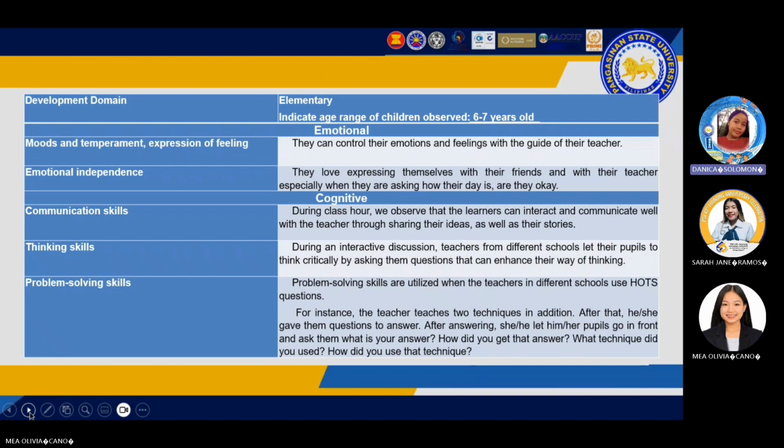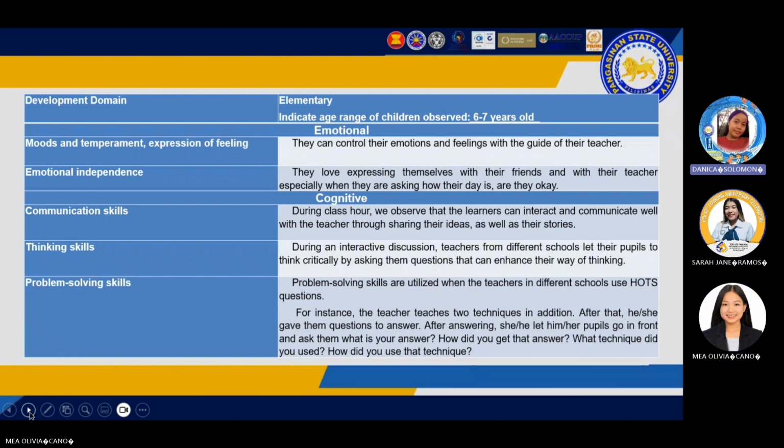First, sa cognitive is communication skills. So, as what a grade 1 learner can do, they can communicate well. Madaldal sila, ang dami nilang pwedeng ikwento sa'yo. Madami silang pwedeng baon na pwedeng i-share sa'yo. And next is thinking skills. So far, we observe na okay rin yung thinking skills nila.